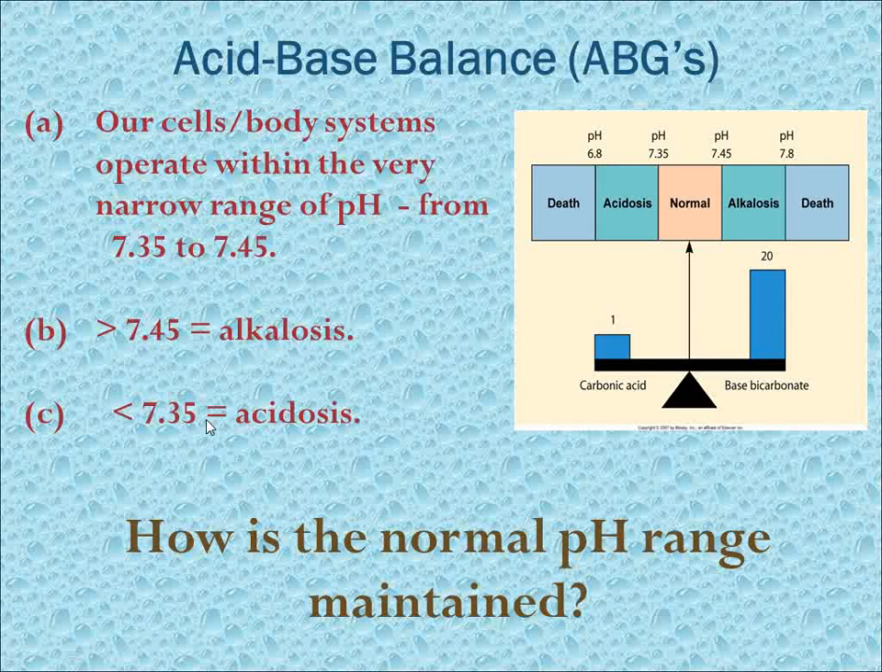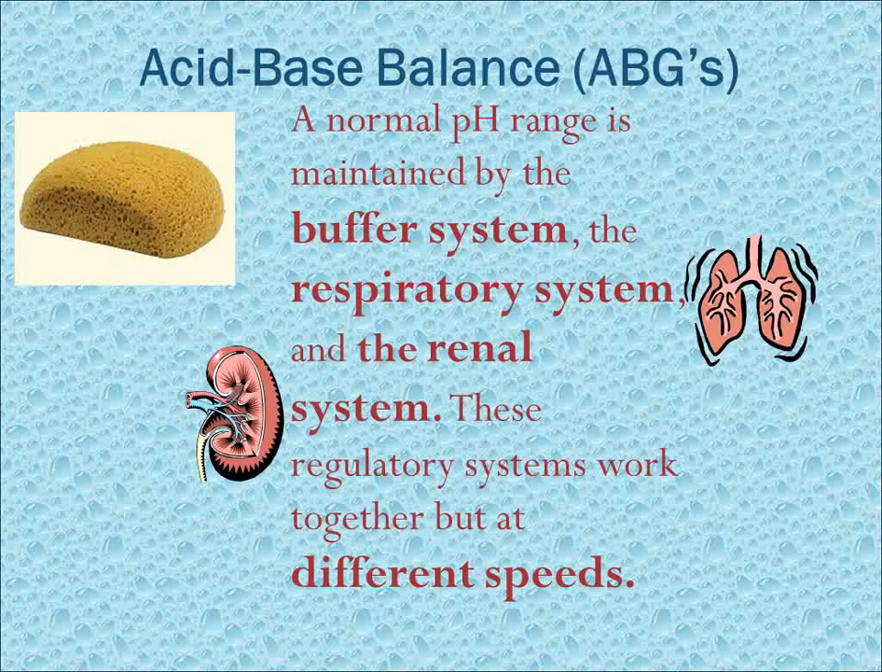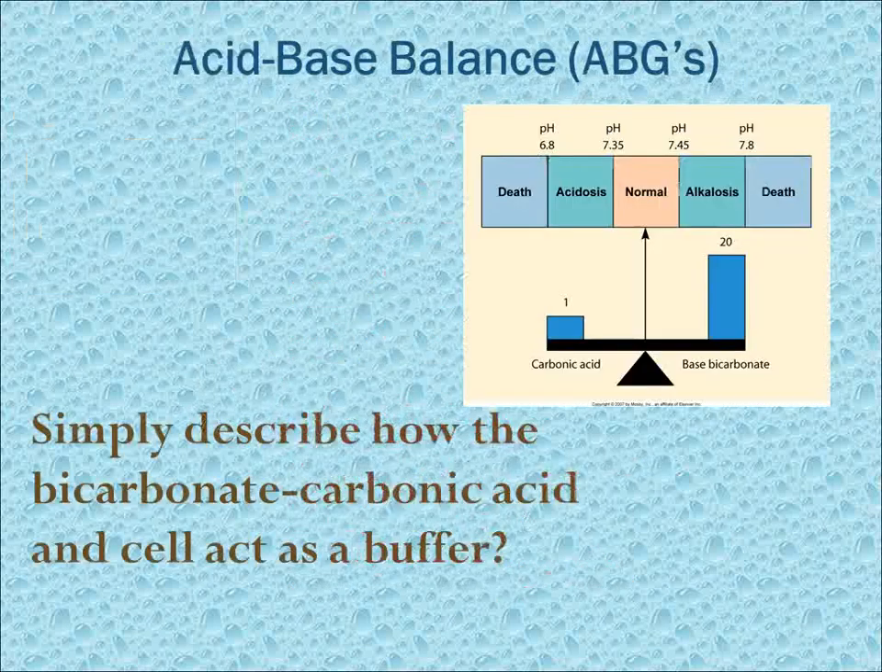So how is the pH range maintained, and why is it so important to keep it in that narrow window? Well, as I mentioned, the cells do their metabolic workings, and in any range outside of the normal pH, the cells do not do their job. They do not make ATP, and stuff stops running. So the normal pH range is maintained by the buffer system. It's maintained by the respiratory and the renal system, and these all work on their own, but they do coordinate with each other and work together, but each one works at a different speed.